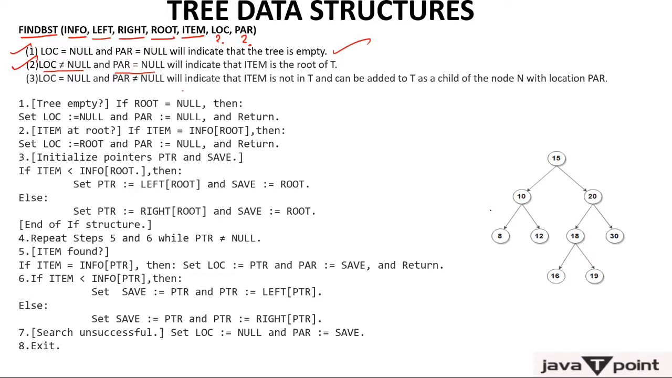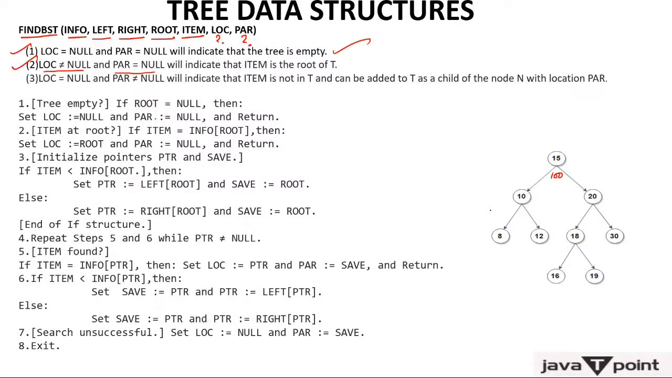It's very easy. Suppose you want to search 15. If you want to search this 15, 15 is what? Root. And the parent of root is always null. You know, root is a node which does not have any parent. Fine. Okay. So location is 15. Suppose the address of this node is 100. So location is what? 100. But now in this case, parent is what? Null. So if this condition comes, then you can clearly say the element you are searching for is at the root.